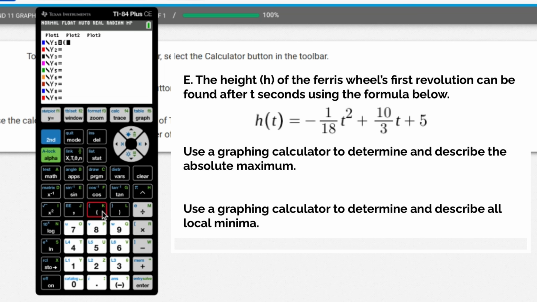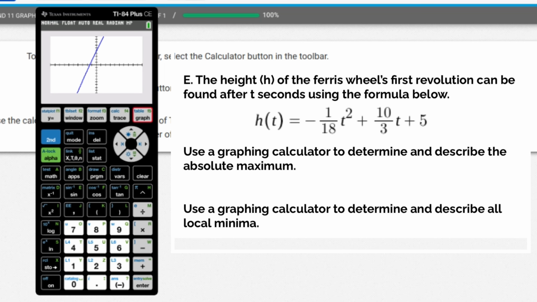I'm paranoid about fractions. So negative 1 divided by 18, close it, x squared instead of t squared. Plus, and I'm going to do parentheses again because, paranoid, 10 divided by 3, close it, x plus 5. So let's hit graph. I hate it.